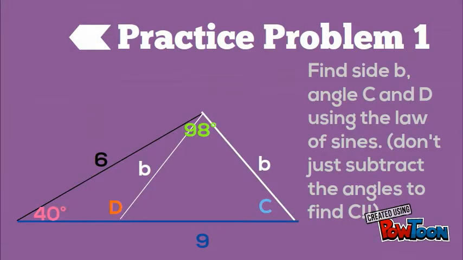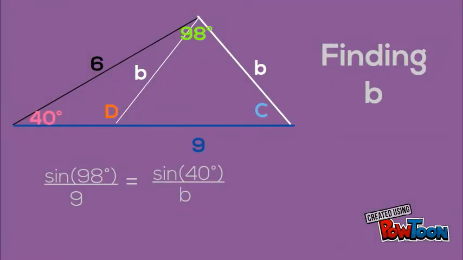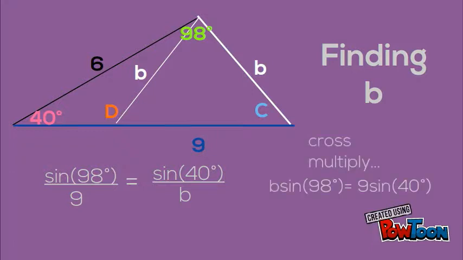Practice problem number 1. Find side B, angle C, and D using the law of sines. Don't just subtract the angles to find C. Pause if you want to do this yourself. This is how you find B. Plug in the given values into the formula: sine of 98 over 9 equals sine of 40 over B. And then cross multiply and solve for B. B equals 5.84.